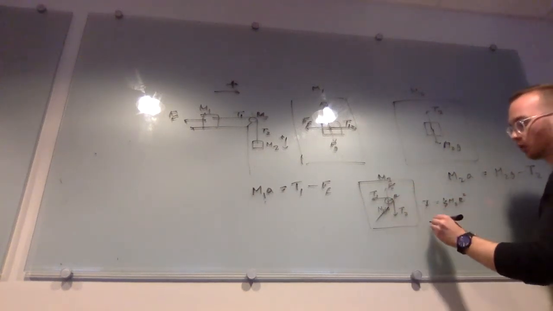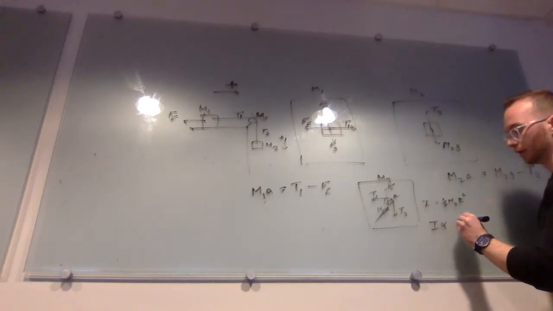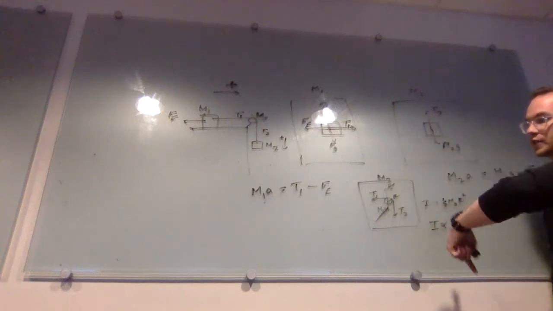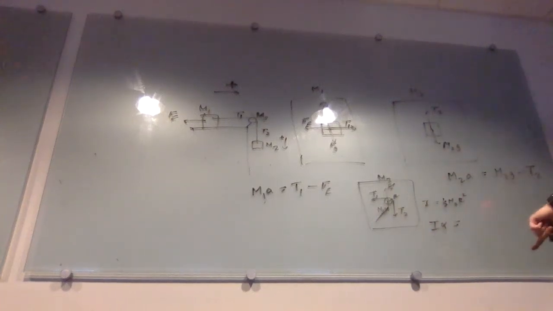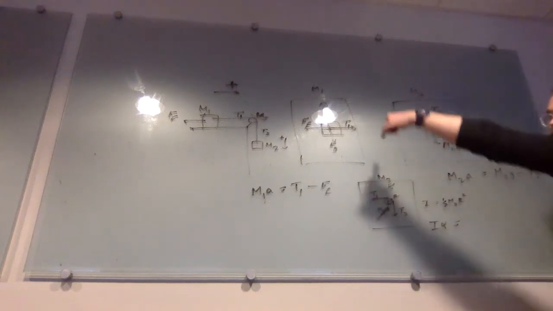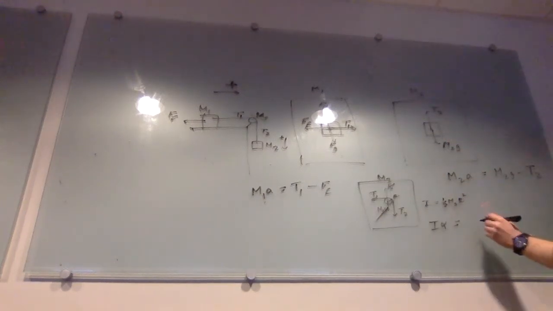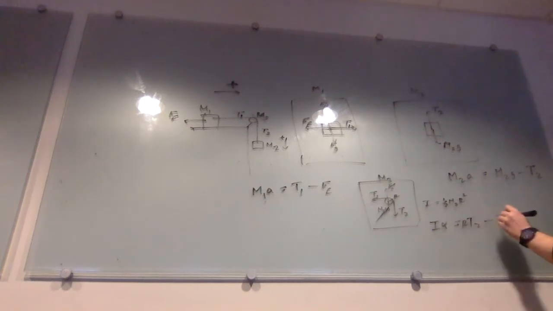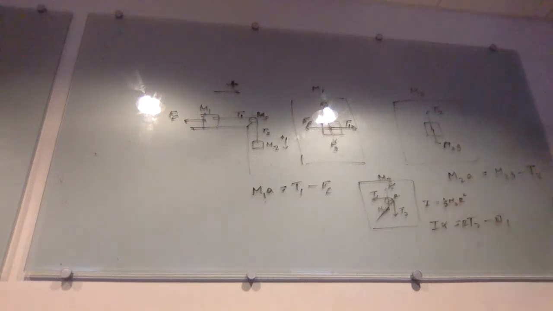And now the sum of the torques is going to be I alpha. This way is positive, right? Because if it turns to the right, if it turns clockwise, then it's going to move in the positive direction there. So we have T2 minus T1. Sorry, these are R's. R T2 minus R T1 because they're distance R away from the center.